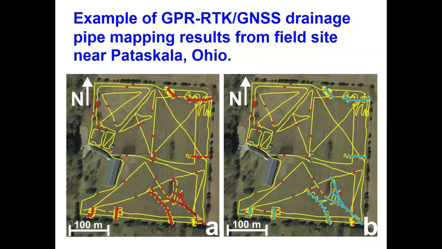Another 30-acre field near Pataskala, Ohio. Here, what we're seeing is, again, our yellow lines are the transects. Red dots are where we had GPR drainage pipe responses. Connect up the dots, and what we see is drainage pipes that are extending into the field from both the east side and from the south. So that's kind of what GPR can do, and it works pretty good in certain scenarios.